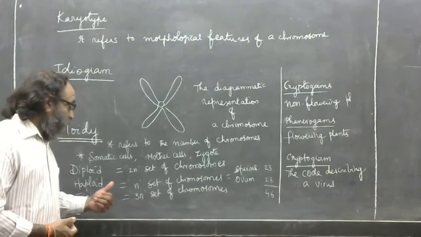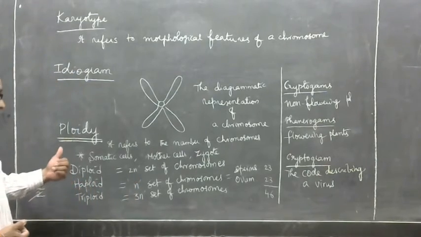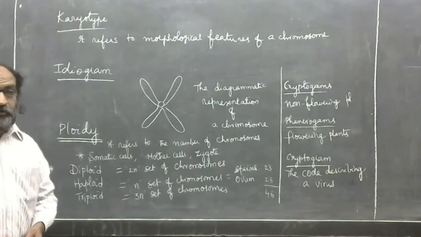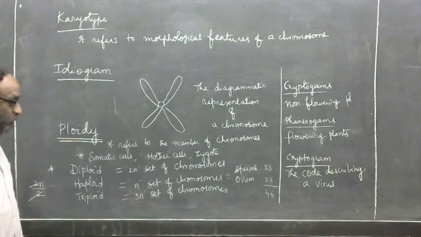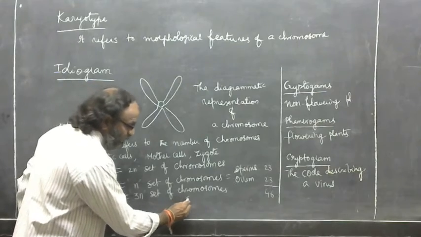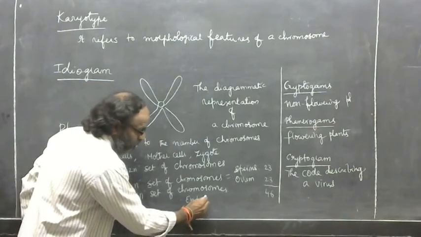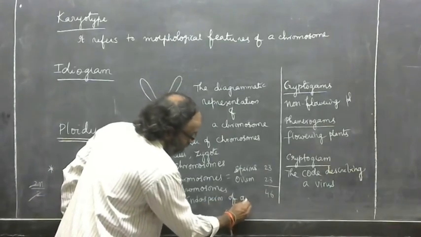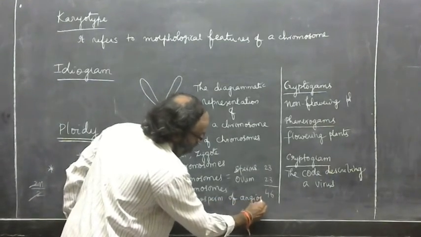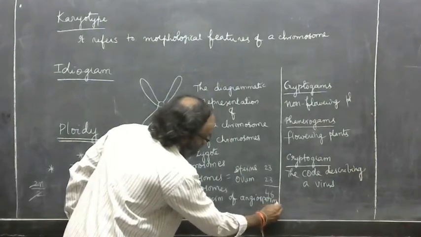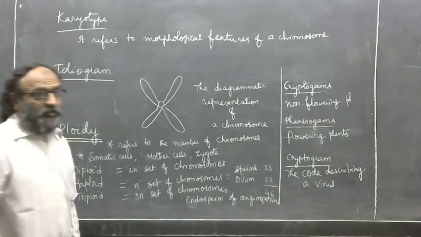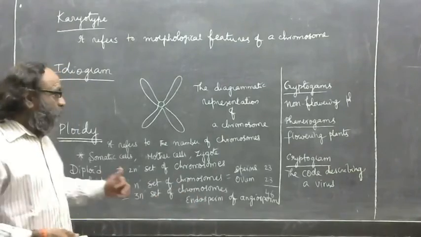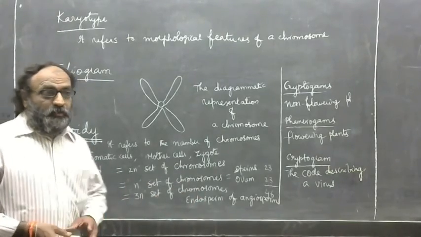So, to remember all these points, first we try to remember what is a diploid, what is a haploid, and what is a triploid. And triploid condition, for example, is seen in endosperm of angiosperms. The endosperm of angiosperms is triploid in nature. So this is about ploidy.